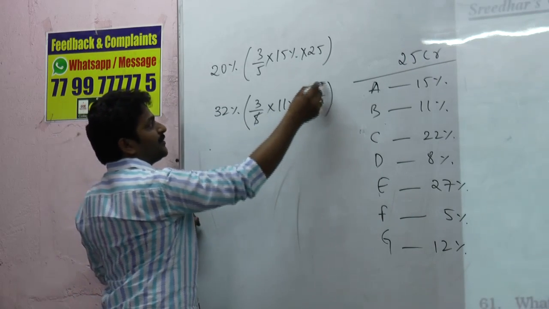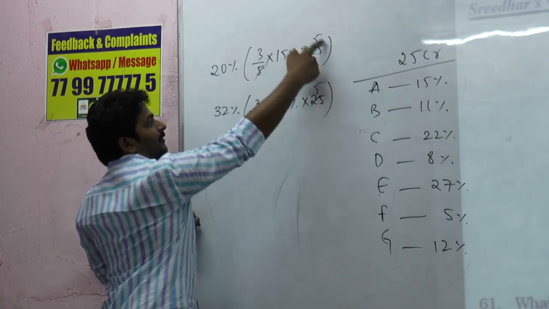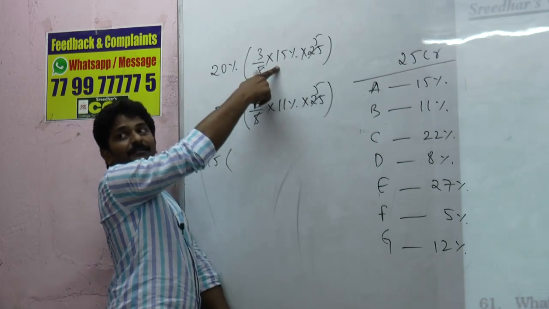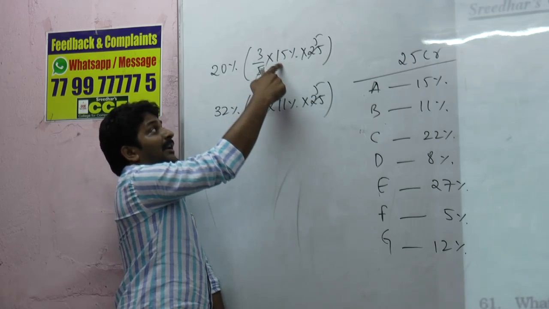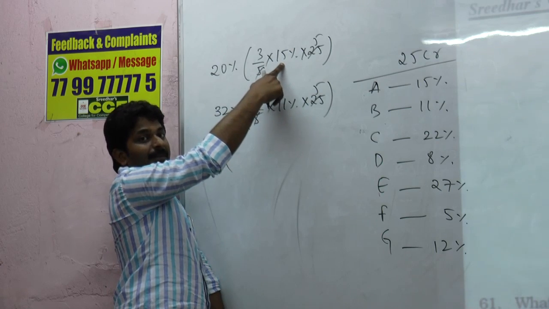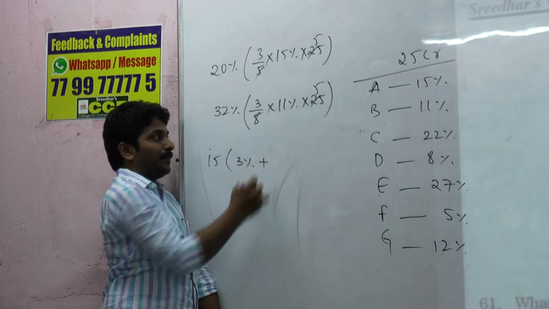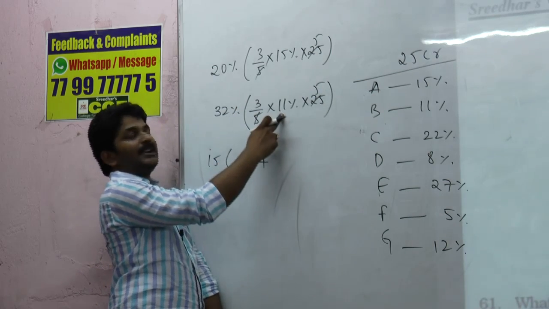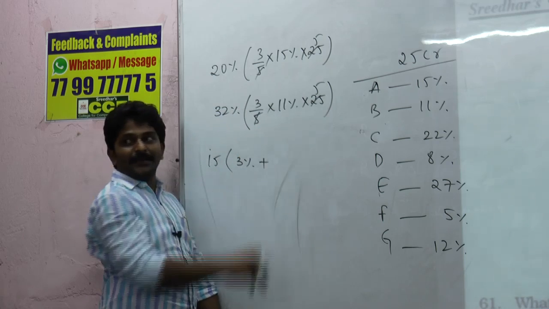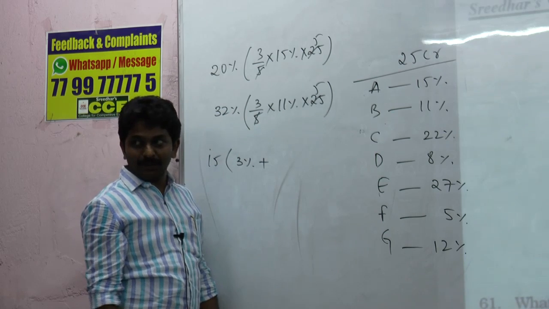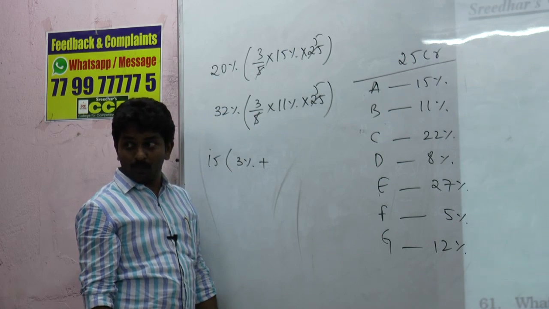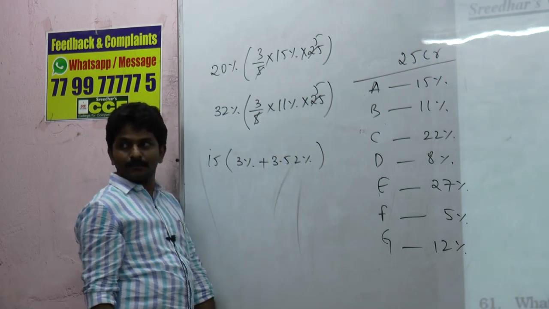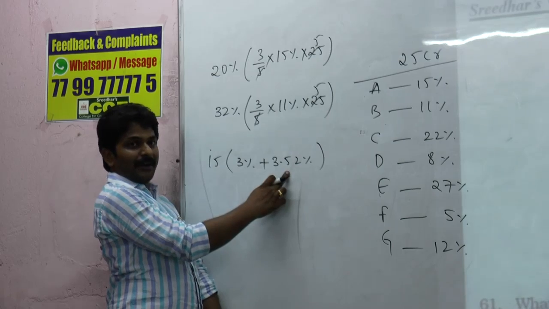5 how many times? 5 times. Here also 5 times. 15 common. Let me take 15 common. 20% of 15. 10% of this number is 1.5. 20% is 3%. Plus, 15 common, 32% of 11. 32 10 times 320 plus 32, 352. 3.52%. Total, that is 6.52.